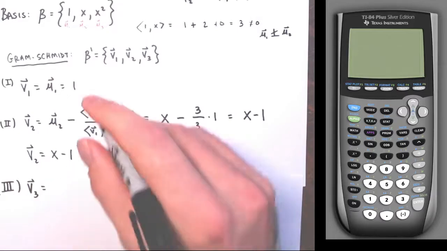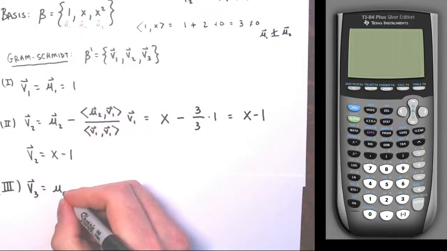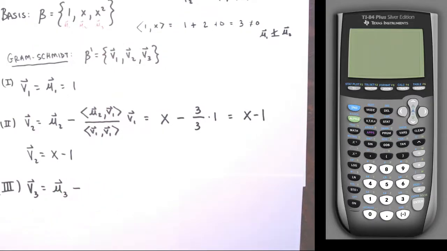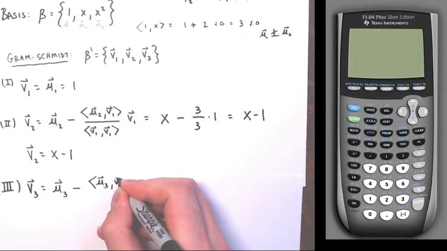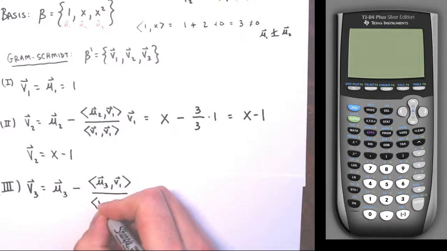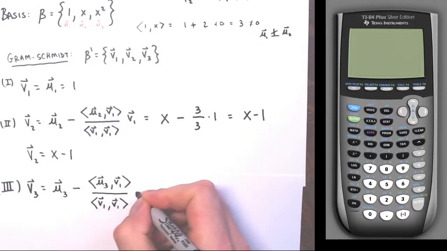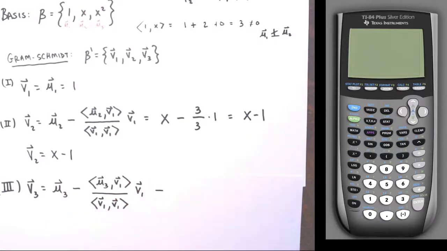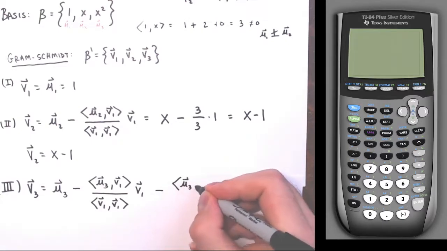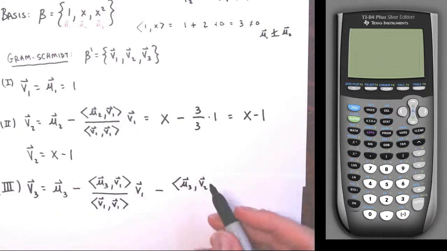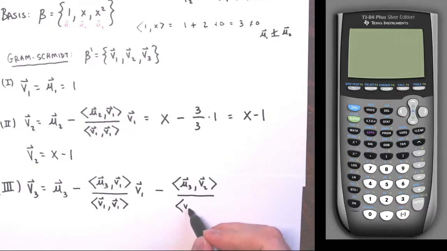V3 is going to be u3, so x squared, from our original basis, then minus 2 projections. The projection of u3 onto v1, so that would be the inner product of u3 with v1 divided by the inner product of v1 with itself, times v1, minus the projection of u3 onto v2. So the inner product of u3 with v2, and v2, not u2, divided by the inner product of v2 with v2, times v2. Alright, now let's see what we get.